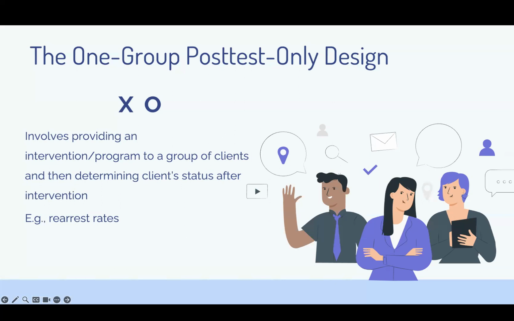Okay, let's talk about the one group post-test only design. This design is represented just by X and O. It's a very simple structure. X is the intervention and O is the status of clients after the intervention. For example, when we assess the efficacy of a rehabilitative program aimed at reducing recidivism, with re-arrest rates serving as a post-intervention measure. So this design allows us direct measurement of the outcome following intervention.